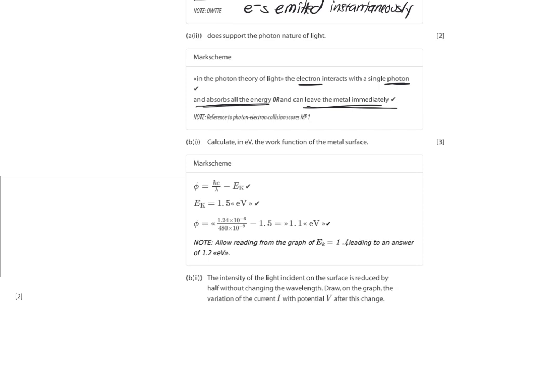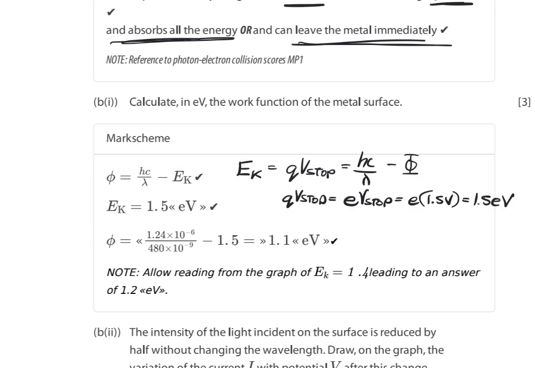All right, B says, what is the work function in electron volts of the metal surface? So we know that. Now it says, where is the kinetic energy of 1.5 eV coming from? Let's not forget that the kinetic energy is QV, Q being the elementary charge of an electron, and V being the V stop, which is 1.5 volts. We saw that earlier on the graph. And so that winds up being VQ, or 1.5 eV, 1.5 electron volts. So that's where that is coming from.